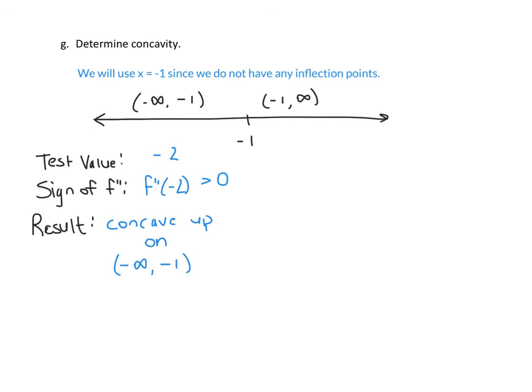Next, we want to determine whether we're concave up or concave down from -1 to infinity. So let's pick a test value in that interval. For example, I could choose 0. If I plug 0 into the second derivative, f double prime of 0 turns out to be negative. So the second derivative is negative. This means that we are concave down. Since the second derivative is negative, we are concave down on the interval -1 to infinity.